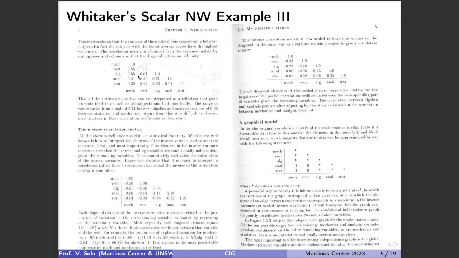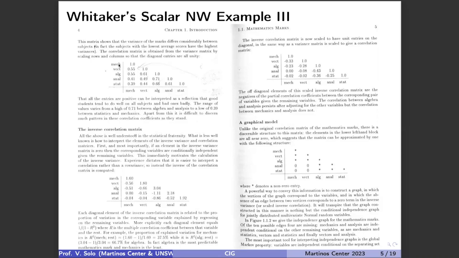It may be, for example, that analysis and mechanics are correlated, not because there's some underlying cognitive relation between them, but because they're correlated with something else that's driving them in some way. So you need to get rid of the effect of these possibly confounding variables.